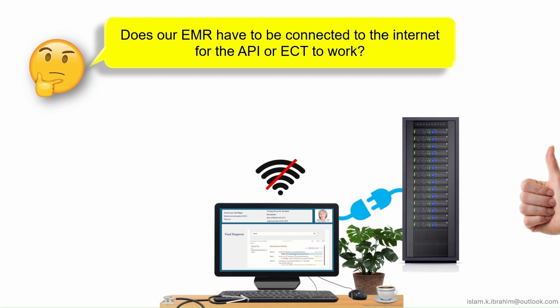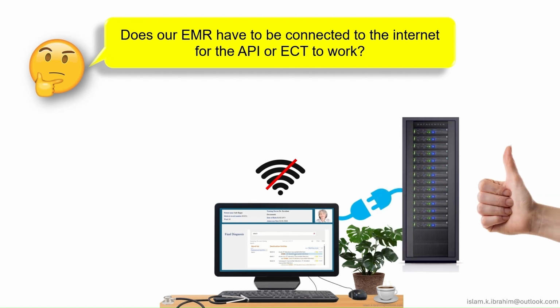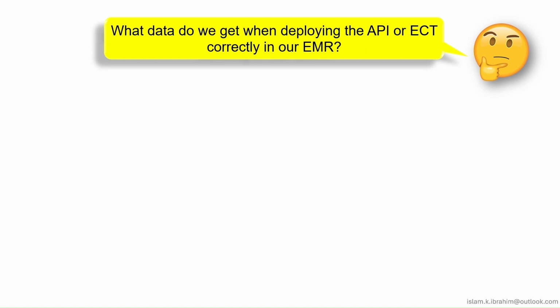And this is actually the preferred deployment because you get the exact same content, user interface, and functionality, but you're unaffected by any internet connection problems. And some government facilities prefer not to be connected to the internet for security purposes, so offline local deployment of the API is a good option in this case. What data do we get when deploying the API or the embedded coding tool correctly into our electronic medical record systems? Let's take a look.